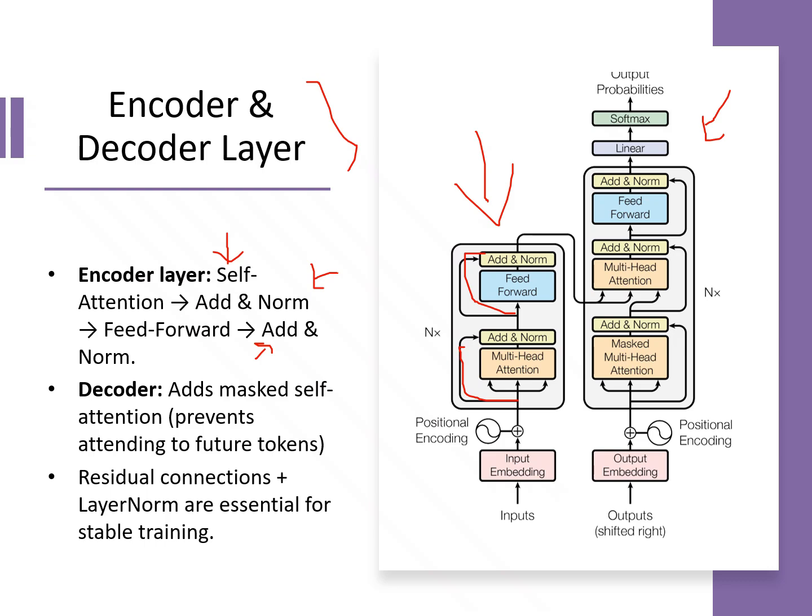In the decoder, the only difference between the decoder and the encoder is that it has a masked self-attention layer, and the purpose of this is to prevent attending to future tokens. So say we are predicting the next word, we want to be able to focus on the previous words and not look at any word in front.